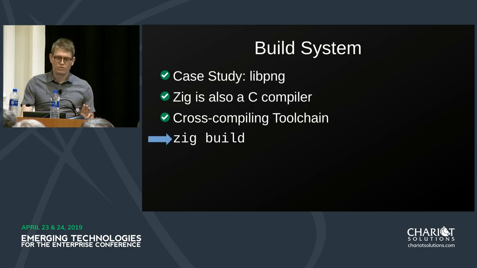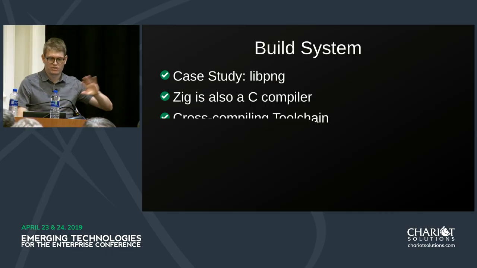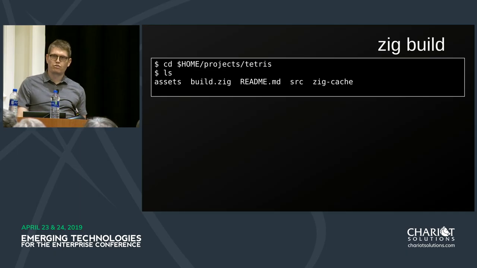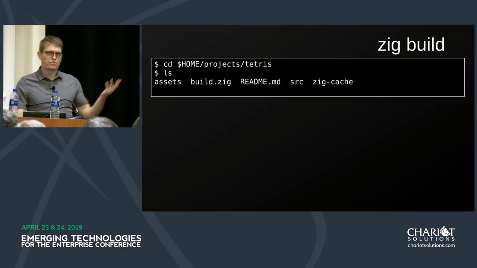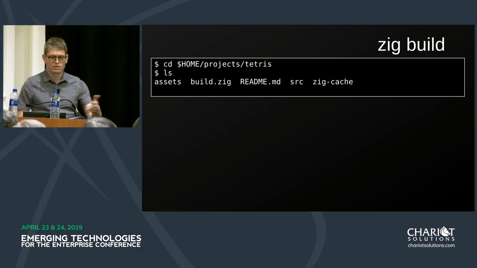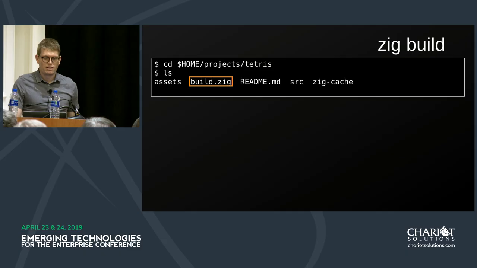So that's the cross-compiling toolchain. I'm going to show you zig build. So I sort of teased this a little bit. I showed you build.zig. Let me just show you a real-world example so you can see how it works. So this is an example project of Tetris. I can link this later, but this exists. It's open source. So if we look at all the files here, we can see what exists.